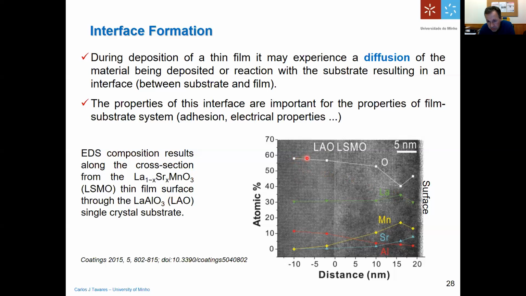And the oxygen, you see, oxygen has a really strange evolution. It should be around 60%, but it's decreasing towards the interface, continues decreasing, and as it reaches the surface, continues to decrease. Okay, so here you don't actually have a homogeneous growth along these layers.